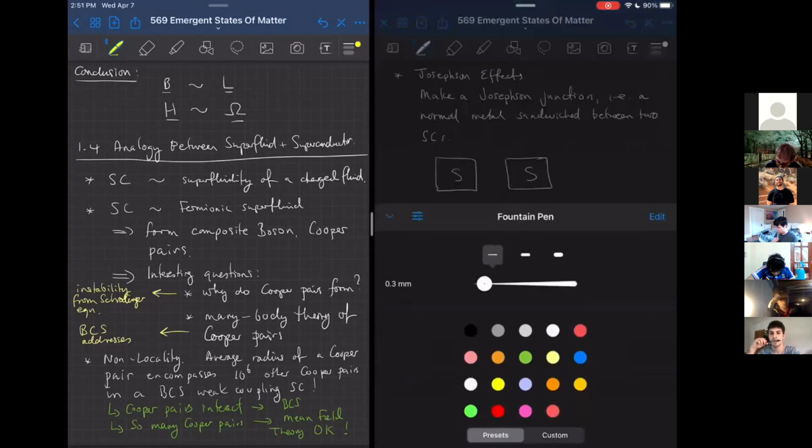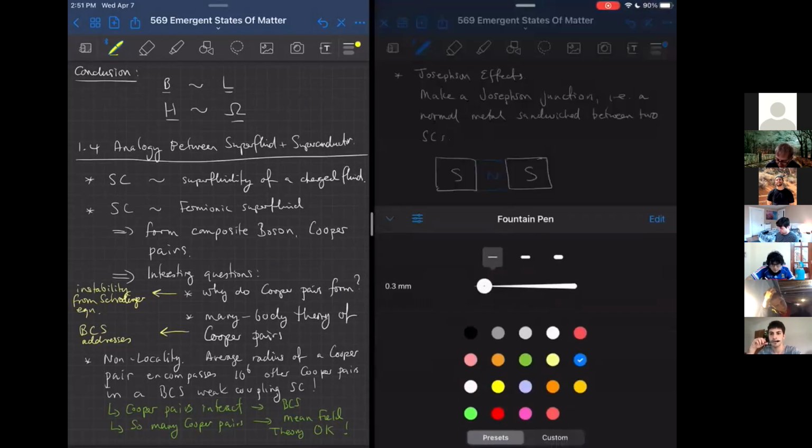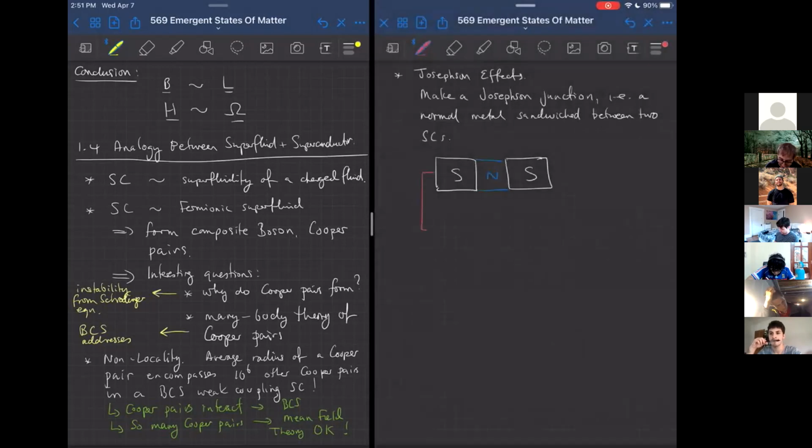So there's two superconductors, and then in the middle is some normal stuff like that, and then you connect this thing up to an electrical circuit, like so, and what you find is that if I've got a voltage V applied across these two superconductors, what you get, much to your surprise, is that V gives rise to an AC current, and that's called the AC Josephson effect.